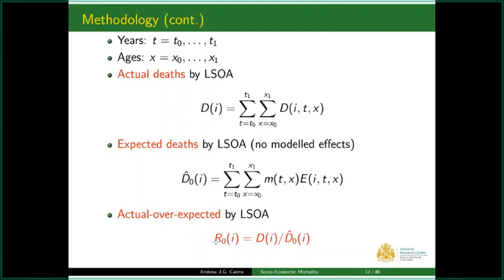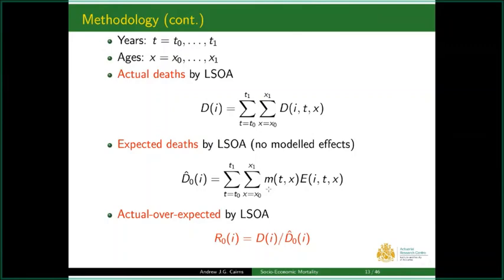So continuing, we've got our single years and single ages. What we're now going to look at is the classical actuarial actual versus expected. We count up the actual deaths over this range of ages and range of years, summing over t and x, summing up over all the observed deaths. We then have the expected deaths. Now, to start off with, we're not going to include any relative risk factors. So in this case, there's no modelled effect. This is our very basic model.